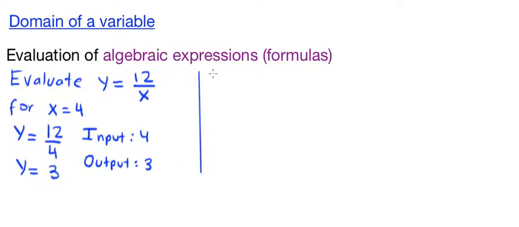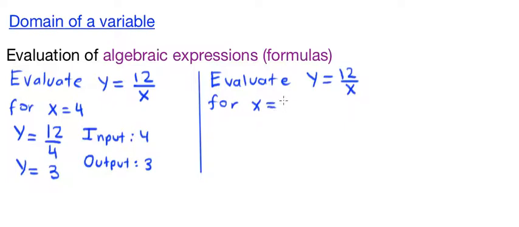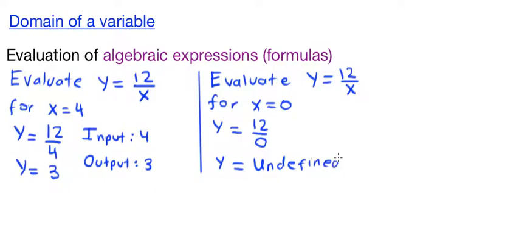Good. Now, suppose they say now evaluate y equal 12 over x, same formula, but now for x equal 0. Well, direct substitution again will show that y should be equal to 12 over 0, y equal undefined. This time we cannot say that we have successfully evaluated x equals 0 into this formula, right? Because we didn't get, as before, a real number as our output. We got instead this undefined result.